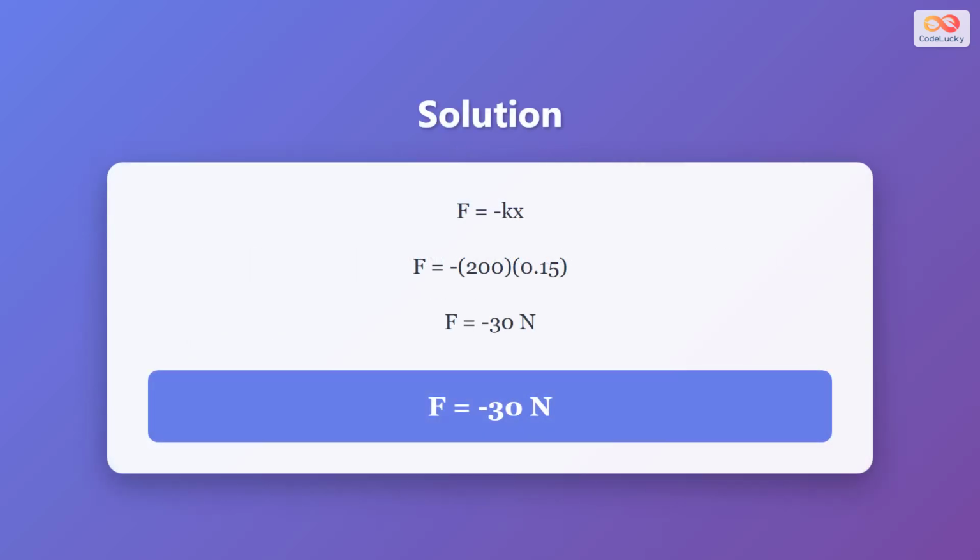Using Hooke's law, F equals negative kx, we substitute our values. F equals negative 200 multiplied by 0.15. When we calculate this, we get F equals negative 30 newtons. The negative sign indicates that the force is directed opposite to the displacement. So if the spring was stretched to the right, the force of 30 newtons acts to the left, trying to pull the spring back to its equilibrium position.